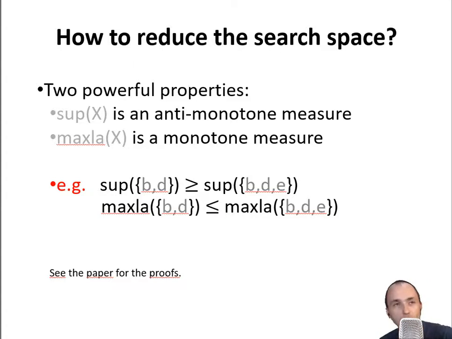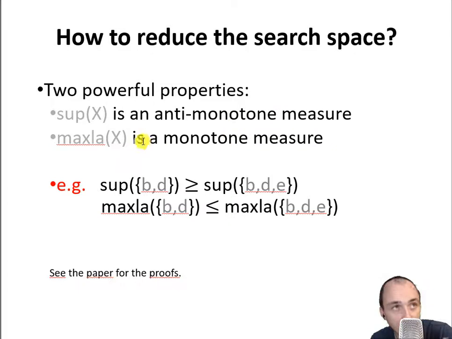There are a lot of possibilities like A, B, C, D, E, then AB, AC, AD, AE, then BC, BA, and so on. To avoid looking at all the possibilities, we define two properties in the paper. The first one is well known: the support of an itemset X is anti-monotone.